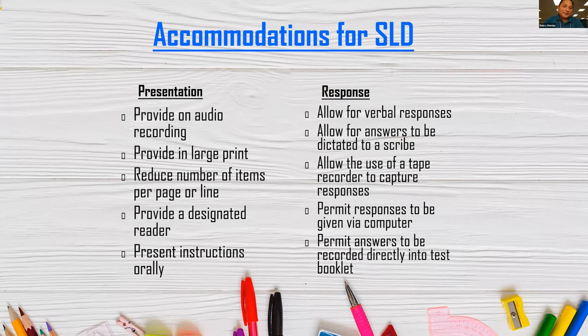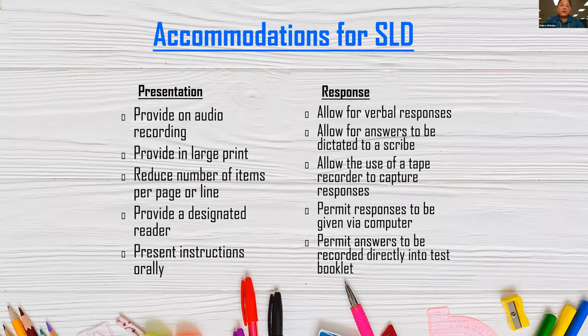Provide large print. That's a simple solution, just increase the font size. For those of you who attended module one, the presenters of module one did show how you can increase the font size. Reduce the number of items per page. You take a look at what the objectives are, and if you're giving your typical student 20 items to answer, you can give your student with a disability 10 or maybe 5.